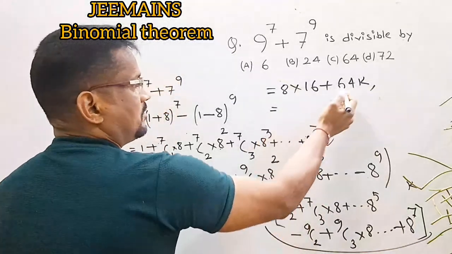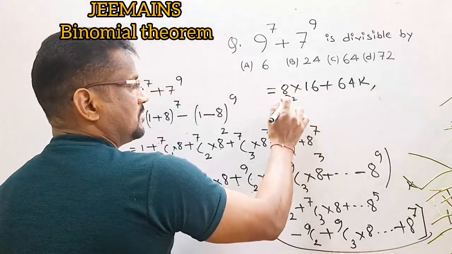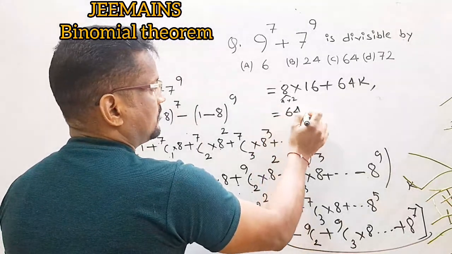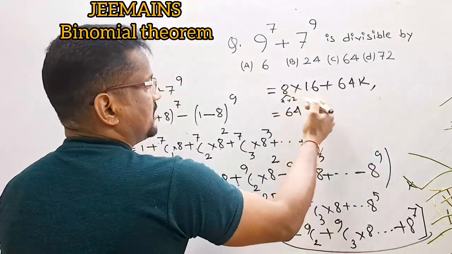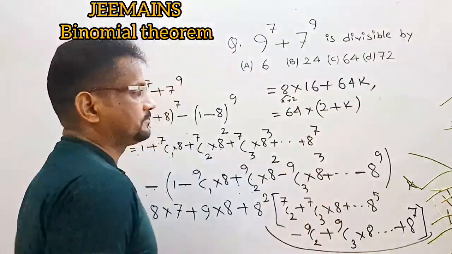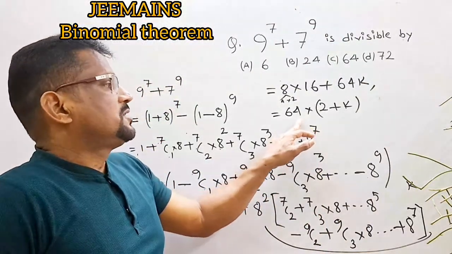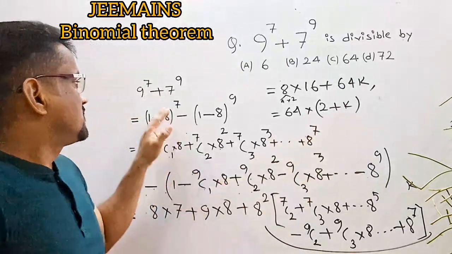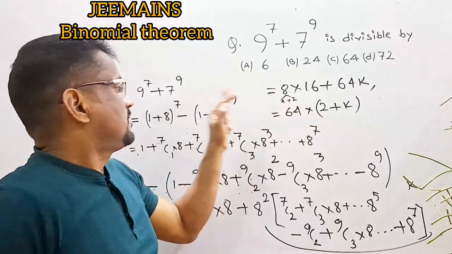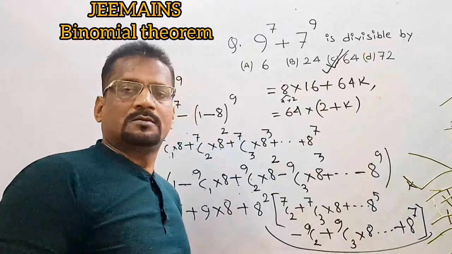Now here you see, 64 is common, because 8 you can write as 4 into 2, and 4 into 16 is 64. So you can take 64 common. Then what is left here? 4 into 2 left, plus k. That means what you have obtained is 64 into some integer. That means this value is a multiple of 64. So it is divisible by 64. Your option C is the correct option. Thank you.